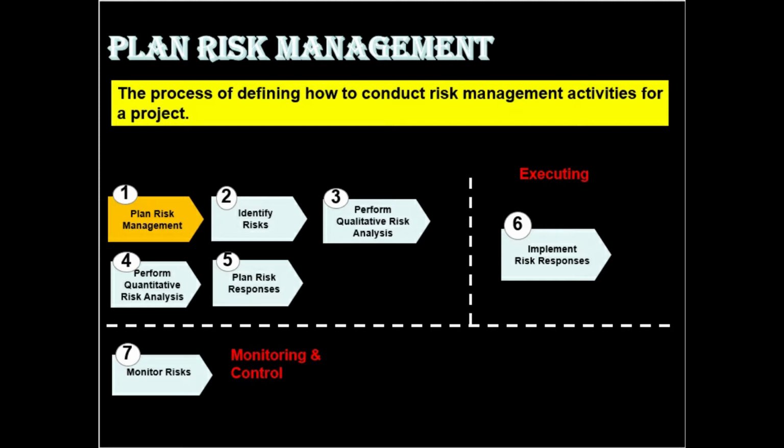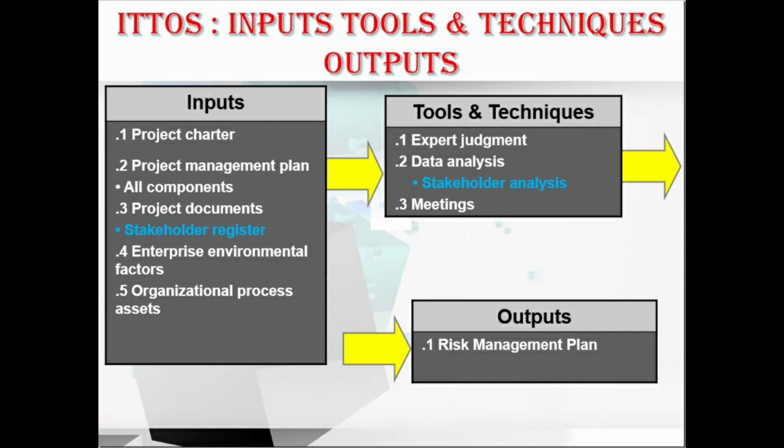Let's move to its inputs, tools and techniques, and outputs. In inputs, we have the project charter, the project management plan, which contains all the components, and the project documents, which contains the stakeholder register, and we have the EEFs and OPAs, that is, enterprise environmental factors and organizational process assets. In tools and techniques, we have expert judgment, data analysis, which contains the stakeholder analysis, and meetings. And in outputs, we have only one output, an important one, that is the risk management plan.